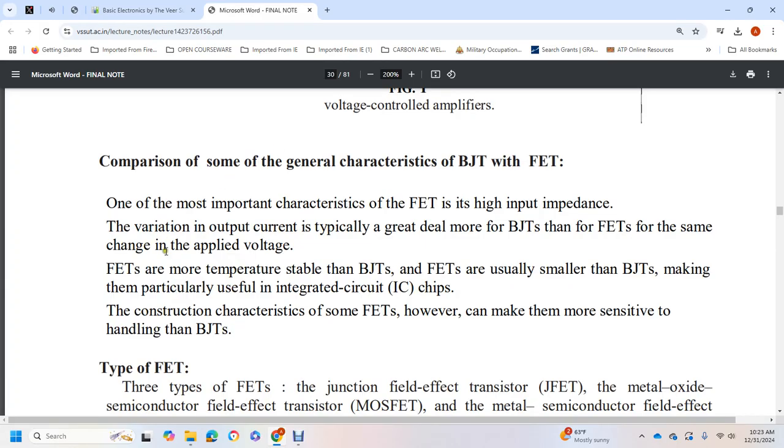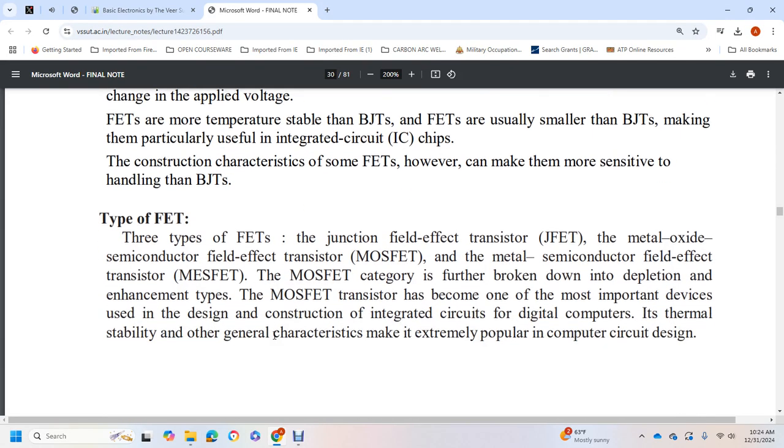Field effect transistors are more temperature stable than bipolar junction transistors. Field effect transistors are used similarly to bipolar junction transistors, with particular use in integrated circuit chips. The construction characteristics of field effect transistors, however, can make them more sensitive to handling than bipolar junction transistors.